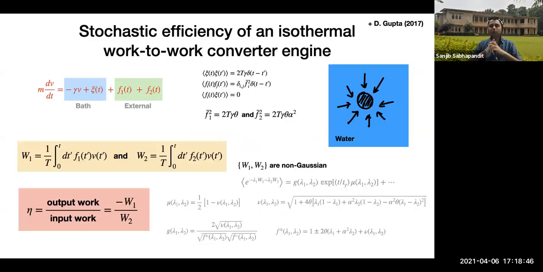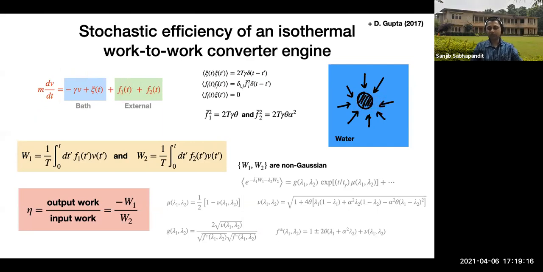So we also wanted to look at this problem, because that was a very simple problem, and then we asked how these singularities in the large deviation function affect the distribution of entropy production. We just looked at a simple example where we have one particle in water, so it's like a particle in a heat bath. There are two external forces acting on this particle.